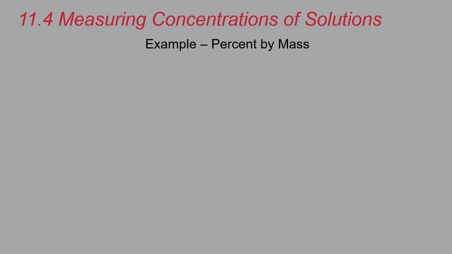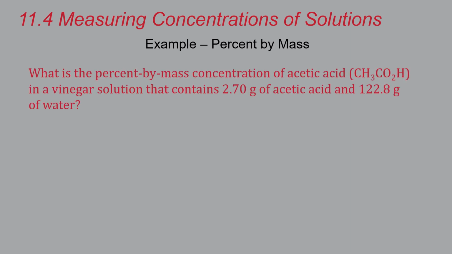Alright, so let's do a percent by mass example from the food world. Vinegar. The active ingredient in household vinegar is a compound called acetic acid that has this formula, CH3CO2H. And in the common food grade stuff, there are 2.7 grams of acetic acid mixed with 122.8 grams of water. And the question is, what is the percent by mass of acetic acid? So hit pause, check your notes, and think about it.